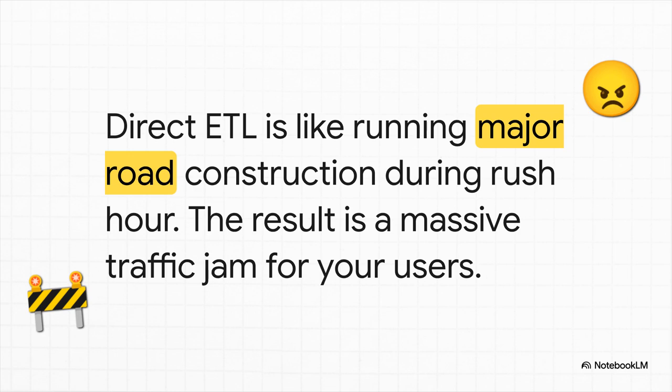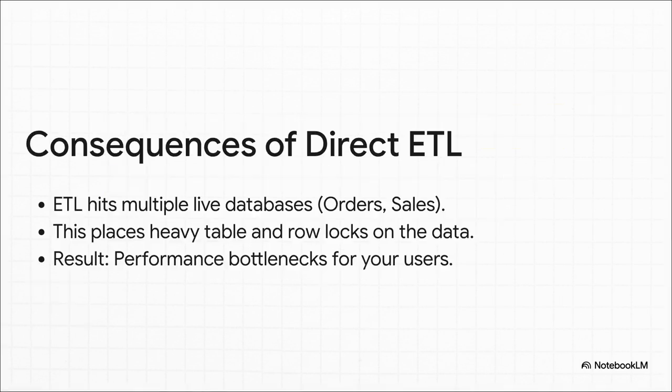And what's the typical approach? To start that construction project right in the middle of rush hour. Yeah, you can already see where this is going. Total gridlock. So what does that gridlock look like in our database world? Well, it means your ETL process connects directly to your live operational databases, the ones handling orders, sales, you name it. And to pull all that data, it starts slapping on heavy table locks, row locks, basically bringing everything to a screeching halt for anyone who's actually trying to use the system.